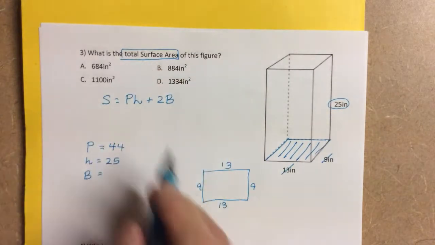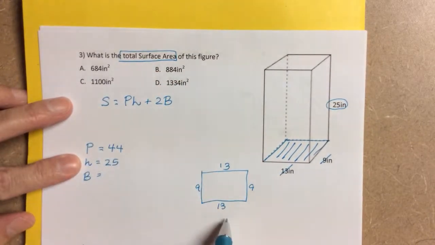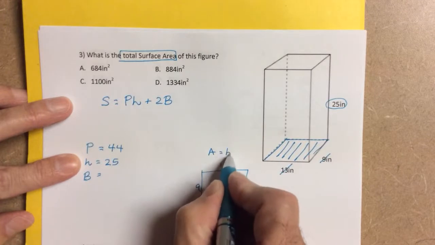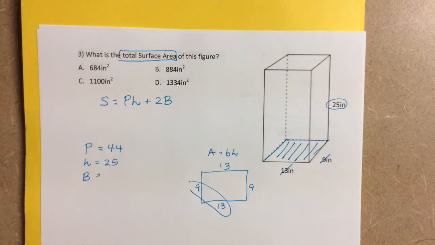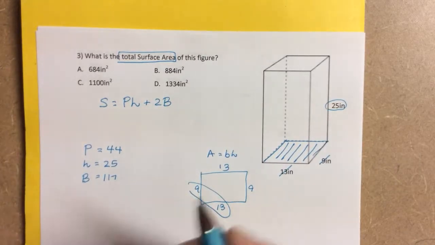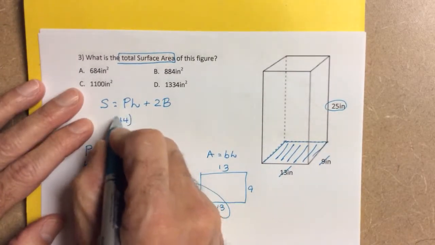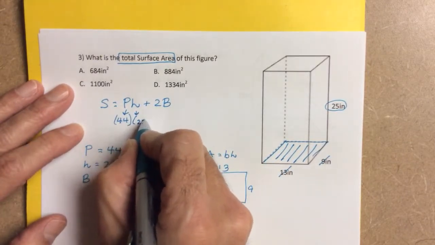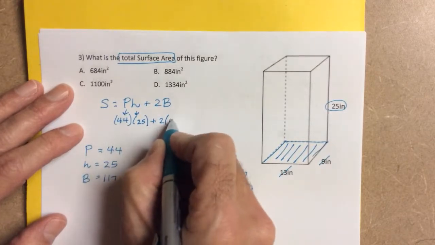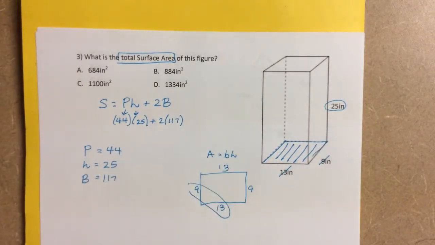And capital B means area of the base. Well, since the base is a rectangle, and the formula for a rectangle is base times height, I just do 9 times 13, which I should know, 117. So then plug 44 for perimeter. The height is 25 plus 2 times the area of the base. Remember, capital B means area of the base. So I'm going to type that in my calculator.